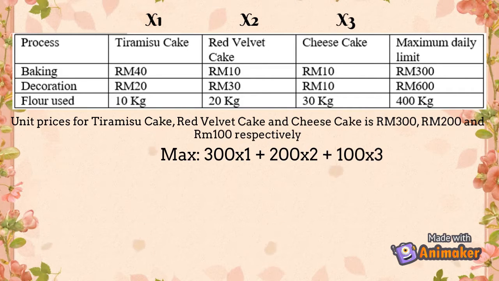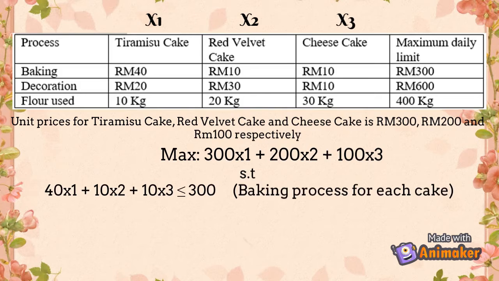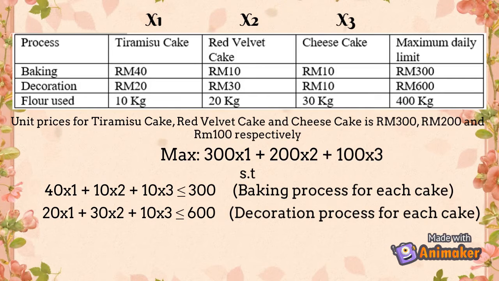Okey, untuk constraint pertama adalah baking process, di mana 40x1 plus 10x2 plus 10x3 less than and equal to 300. For decoration process, 20x1 plus 30x2 plus 10x3 less than and equal to 600.